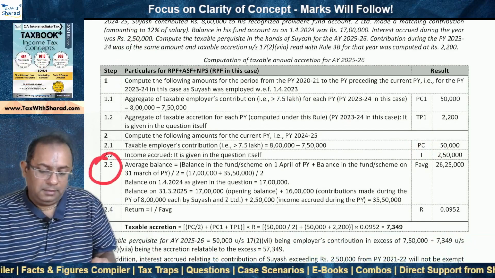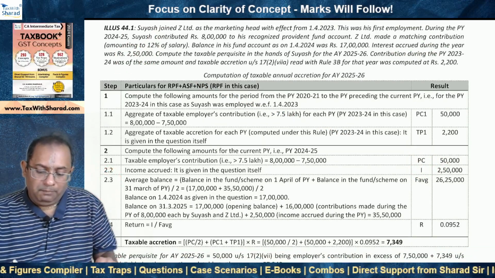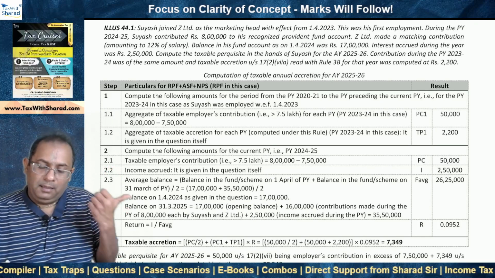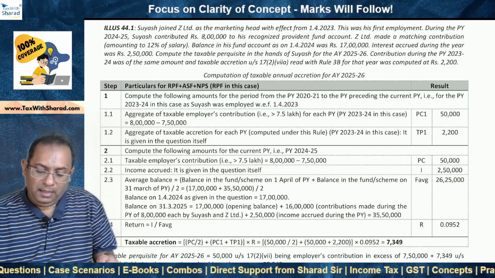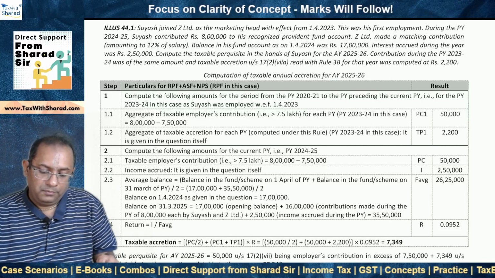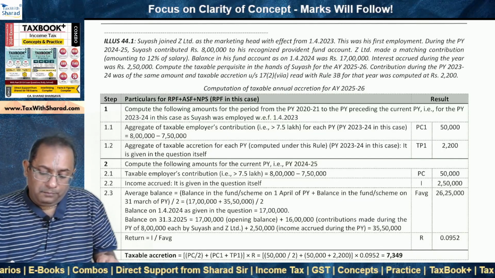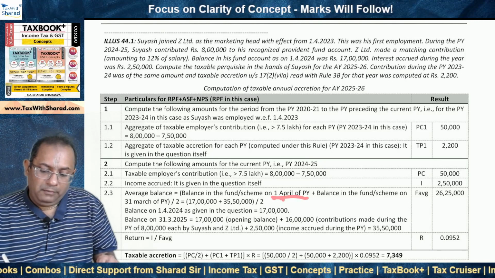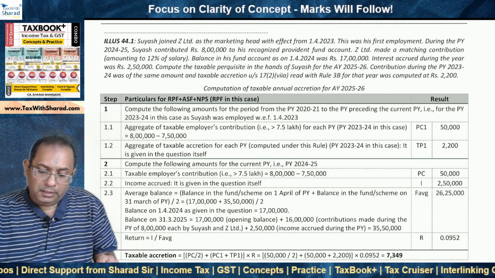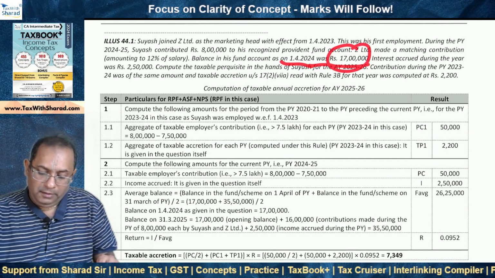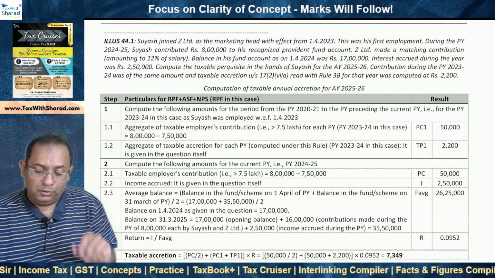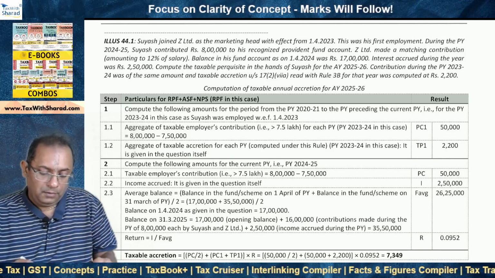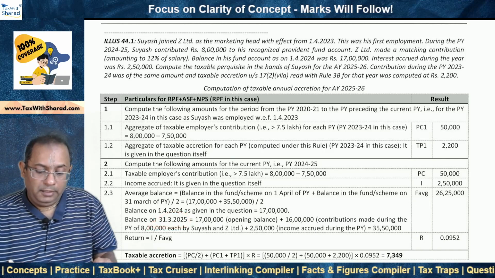Average balance. In step 3, we need to find average balance. Balance opening and balance closing divided by 2. So balance in the fund scheme on 1st April, balance on 31st March divided by 2. Okay. So balance on 1st April of previous year, 1st April 2024 is 17 lakh. So 17 lakh is already given here. This is opening. What is closing balance? It is not given on 31st March 2025. So we need to compute.